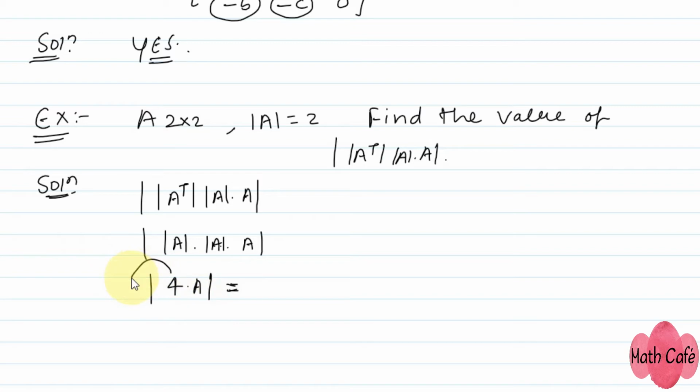So I can take 4 outside of this determinant, so this will be in the form of 4 raised to n, where n is the order of the matrix, which is 2, so 4 squared, and we will be left with the determinant value of A. So 4 squared is 16 and the determinant value of A is given in the question as 2. So finally we will get the value of this expression as 32. Hope you understand this.